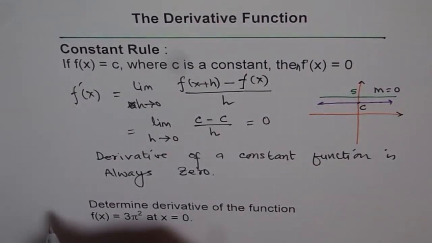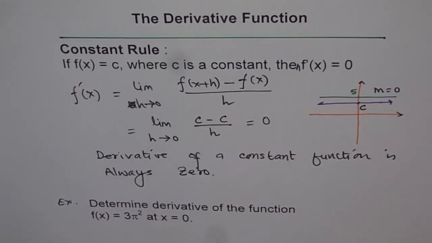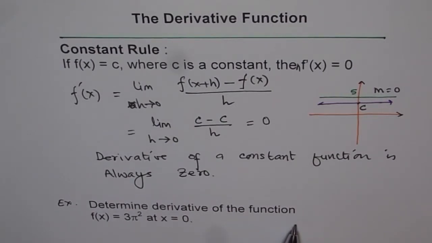Now here is an example for you. Determine the derivative of the function f of x equals 3 pi square at x equals 0. This is a test problem. It comes in test. And I have seen, surprisingly, many students make a mistake here. They treat pi as a variable. That's irony. Pi is a constant, just remember. So this is a constant function, and therefore you know what the answer should be, right? It has to be 0. It's just a constant, right? So don't treat pi as a variable.